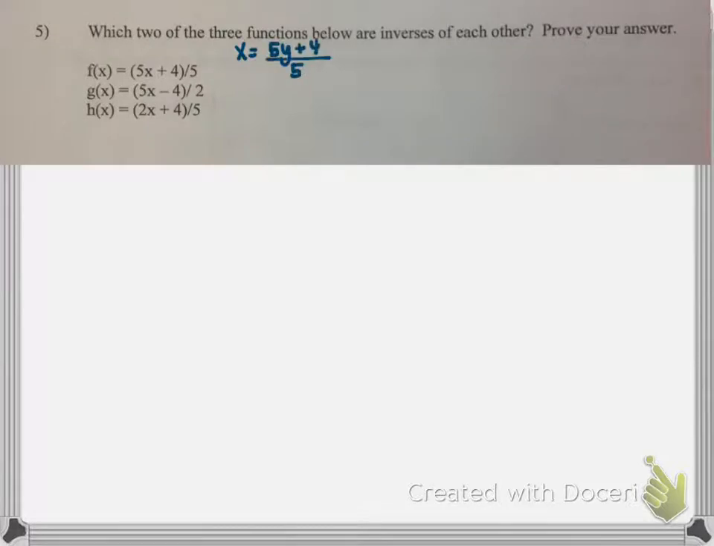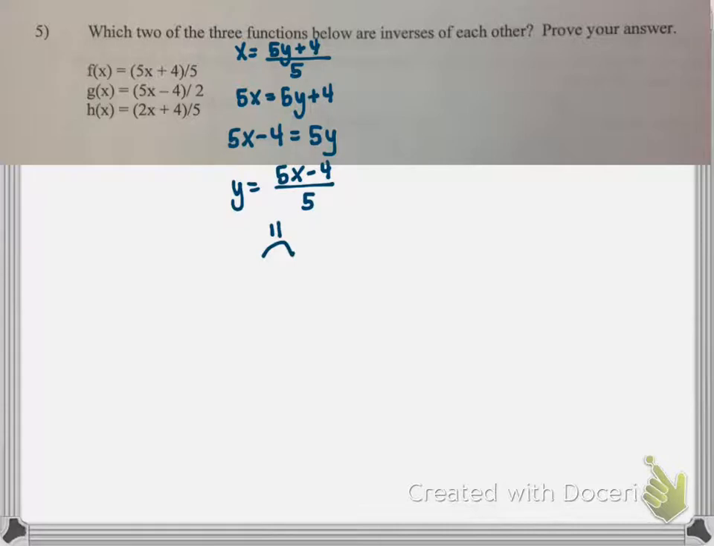Alright, now I'm going to use a similar strategy for figuring out which two of these 3 functions are inverses of each other. I'm going to start with the first one and see what its inverse is. If it matches g or h, then I know that I'm done. So I take f of x, switch x and y, and solve for y. Algebraically, I multiply by 5 on both sides, then subtract 4, and then divide by 5. Sadly, that function does not match either g or h, so I have to try another one.